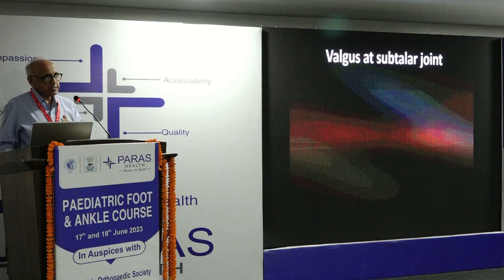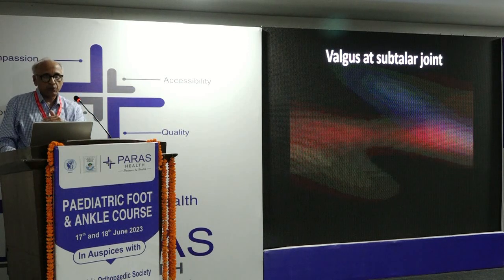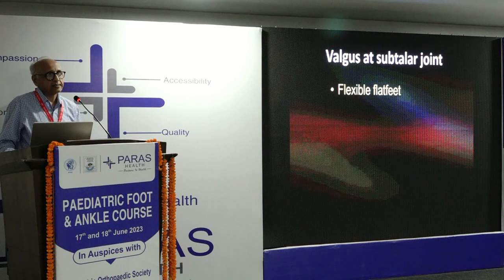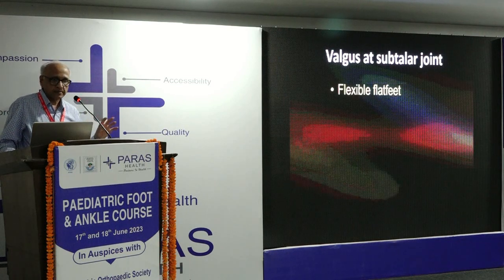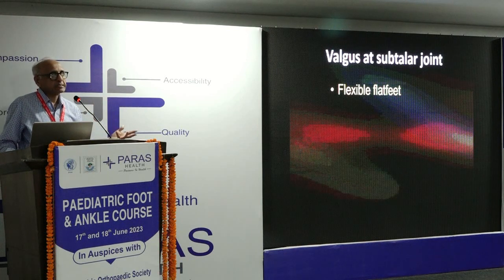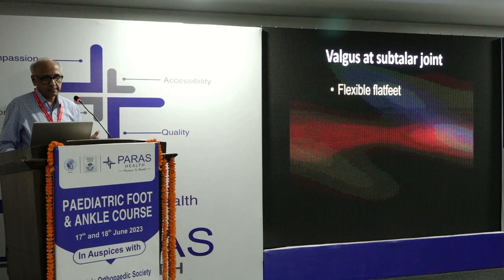Then we see the below-the-ankle deformity, and that's valgus at the subtalar joint. Usually that's a valgus deformity, not varus. But in a paralytic condition, we may see varus also. So the most common one is the flexible flat foot, which we discussed yesterday.